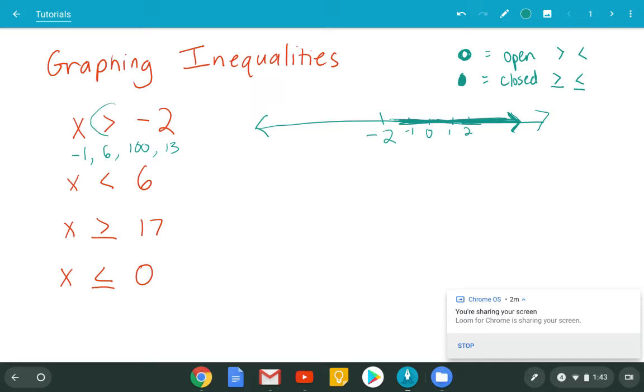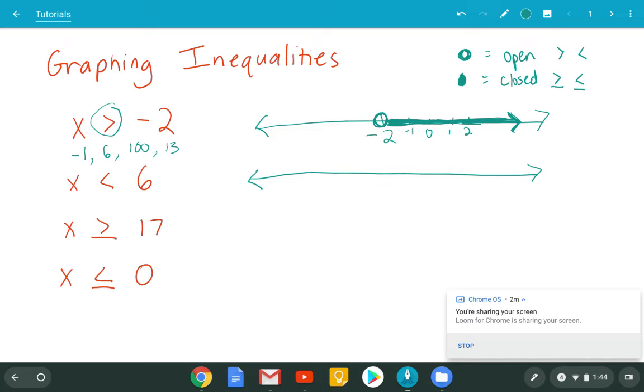Since we have just a greater than symbol, that means x can be greater than -2, but it can't be exactly -2. So I want to put an open circle on -2 and then shade in everything that's greater than -2. So we have two things to think about. We have the dot, whether it needs to be open or closed, and then which way our arrow needs to go. So our next example is x is less than 6.